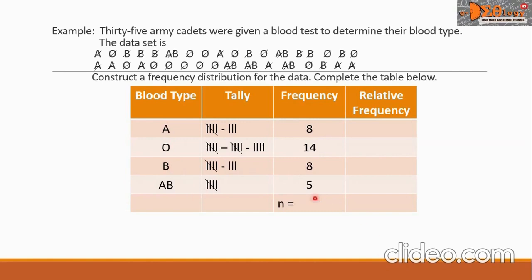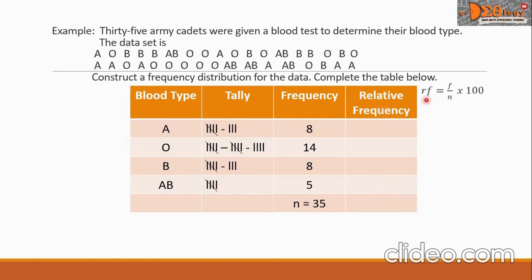And then let us compute for the summation. We will take the sum of all the frequencies, and this is equal to 35. This number must be equal to the number of data in our data set. The next is, let us fill in the relative frequency column.